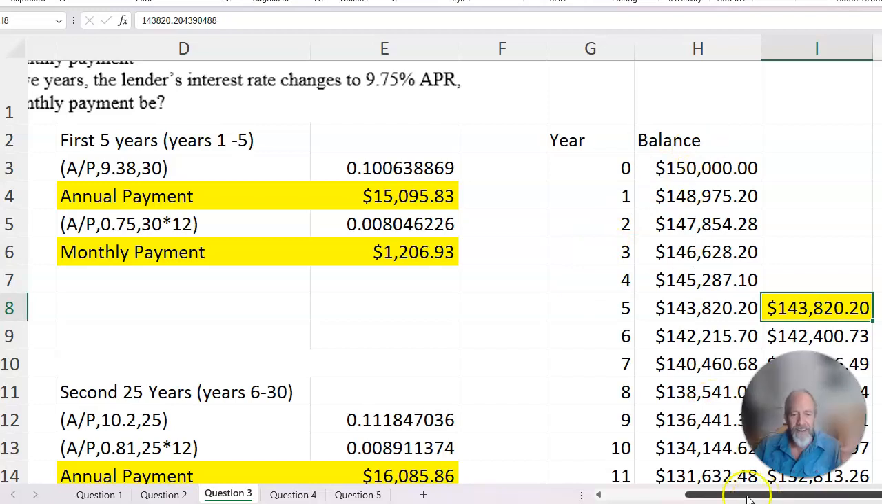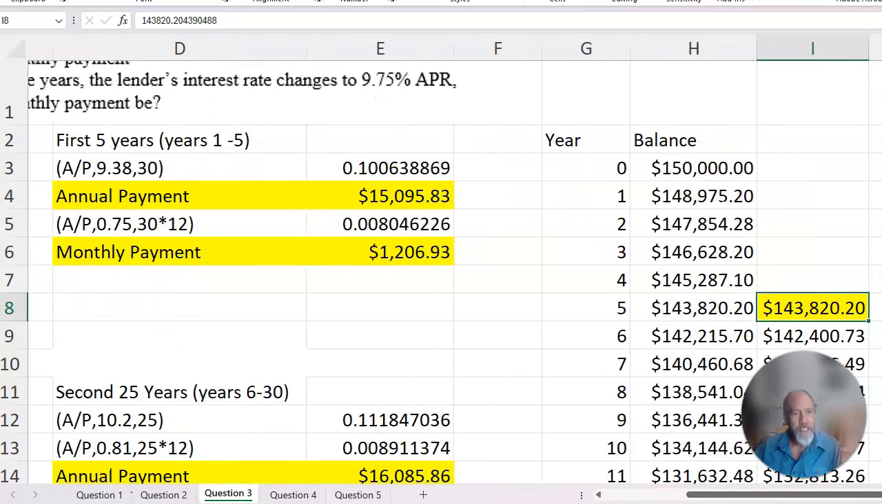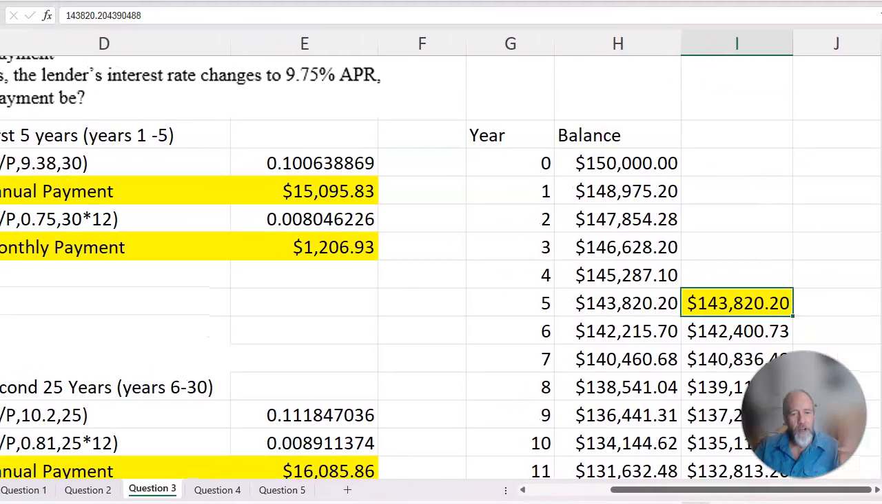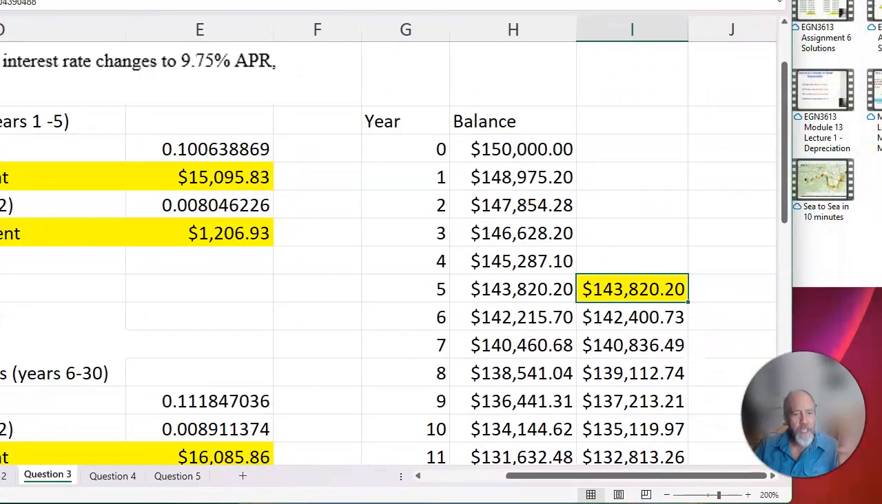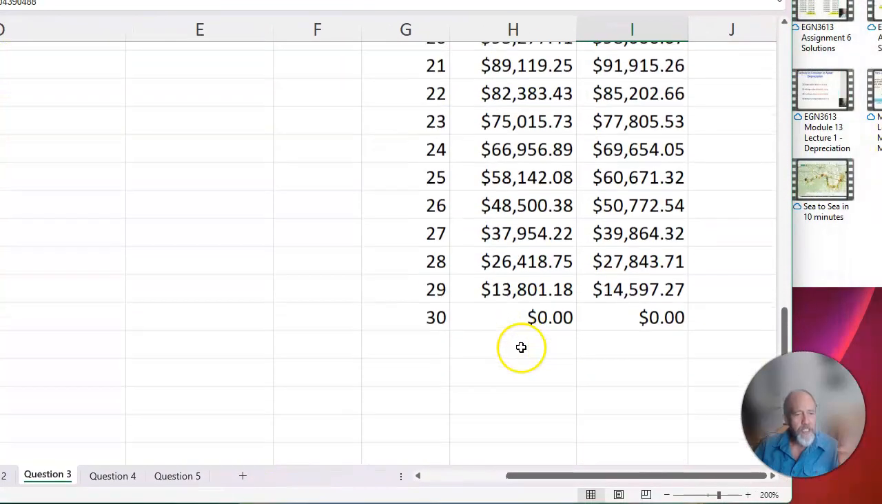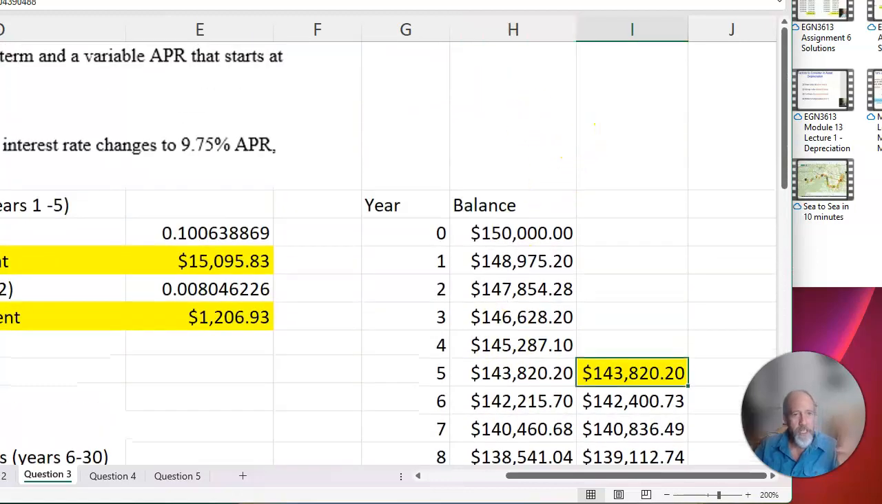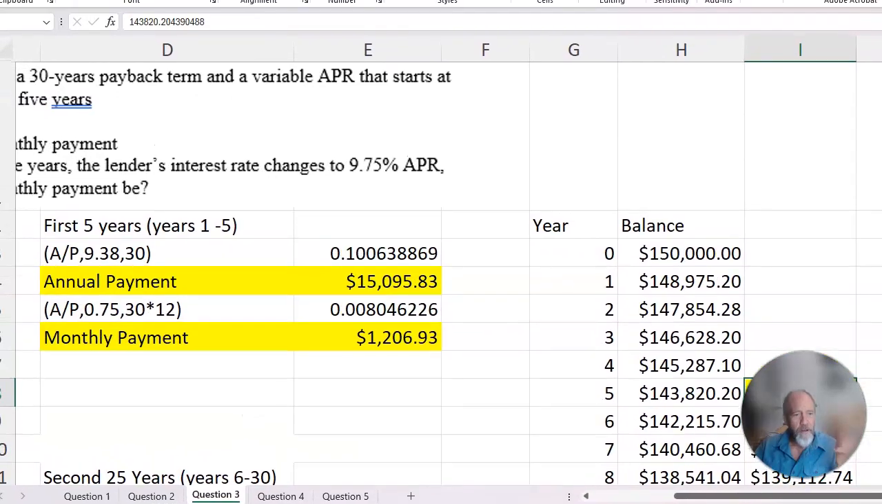I wonder if you can actually see these numbers. Let me move these over so you can actually see them. Anyway, that's the number I'm really looking for right there. What do I owe at year five? By the way, if I scroll down on the amortization table, by year 30, it's going to go down to zero. That's a great way to check whether you've got your amortization correct. It's going to go to zero in the final set of payments.